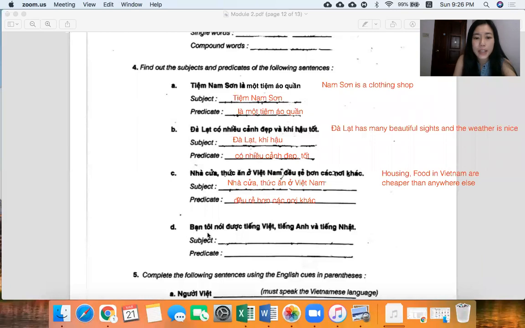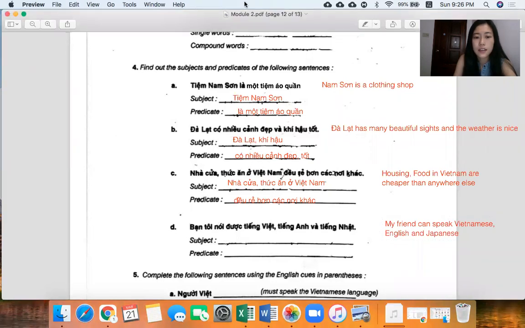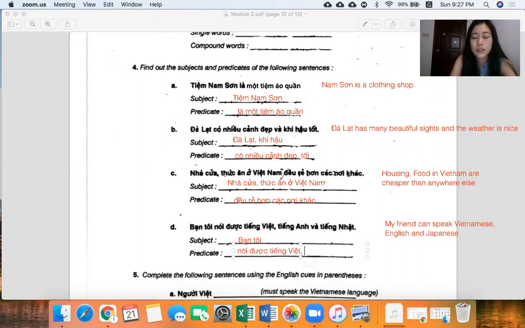D. Bạn tôi nói được tiếng Việt, tiếng Anh và tiếng Nhật. My friend can speak Vietnamese, English, and Japanese. In this sentence, the subject is bạn tôi. There are three predicates. The first one is nói được tiếng Việt. The second one is tiếng Anh. And the last one is và tiếng Nhật.